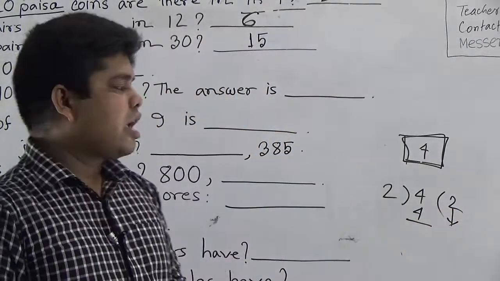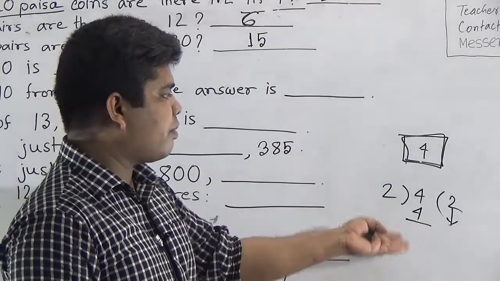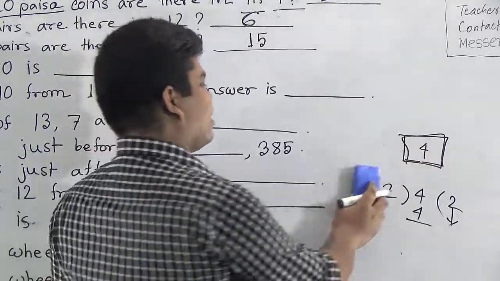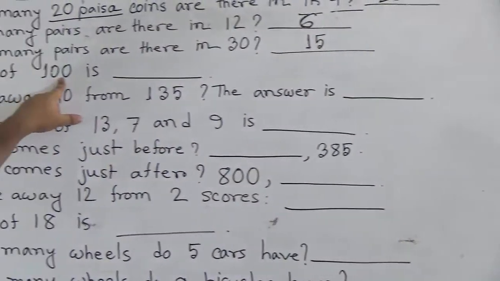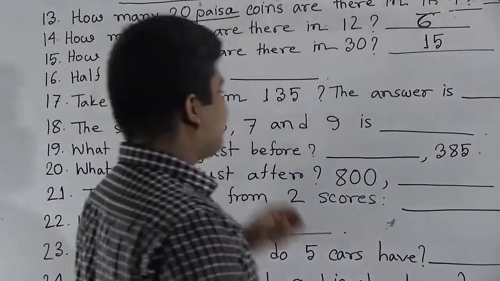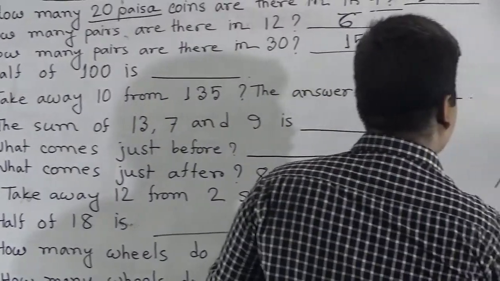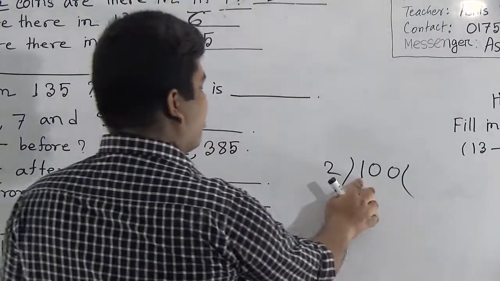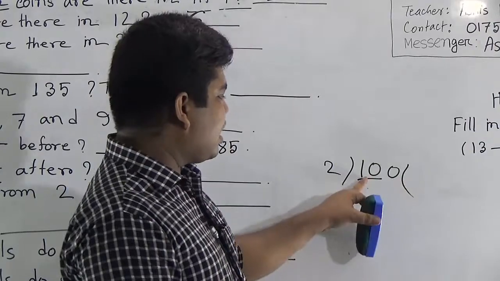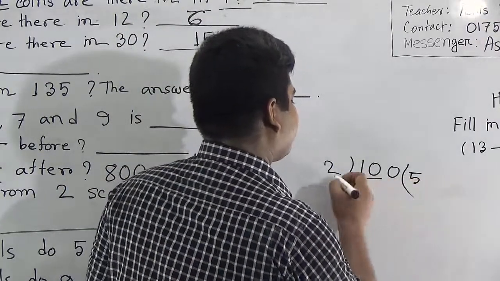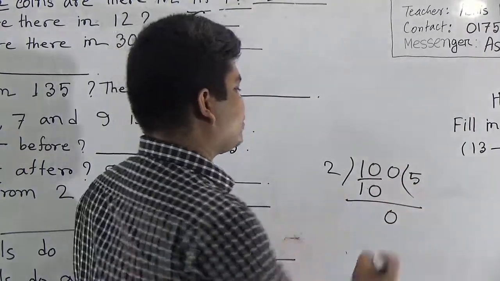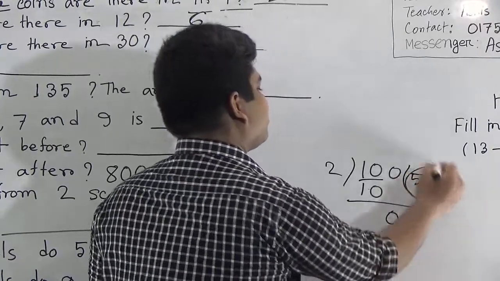If any question asks half of a number, then we divide the number by 2 and we get the answer. Here half of 100, the required number is 100. So we divide this number by 2. Here consider 1 which is smaller than 2. For this reason we consider 2 digits. In 10, 2 goes in 5 times. That means 5 2s are 10 and 0 is placed here. In 0, 2 goes in 0 times. That means 0. So 50.